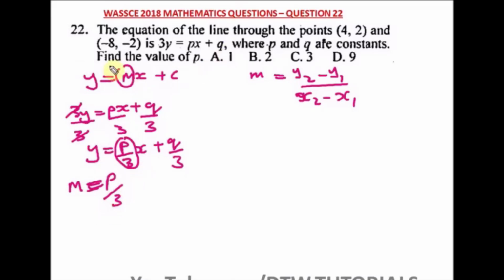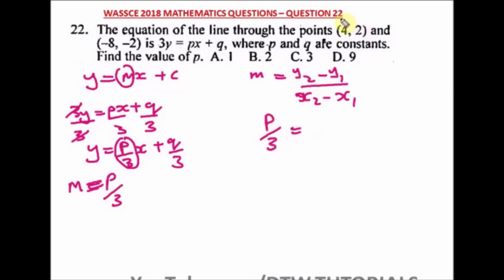So all we need to do, our question says find the value of p, so we're looking for p. That's why I'm saying m is equal to p over 3. So all we need to do is put the value of m equal to p over 3 into this equation, and we'll get our value for p.